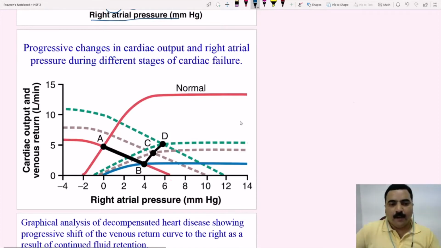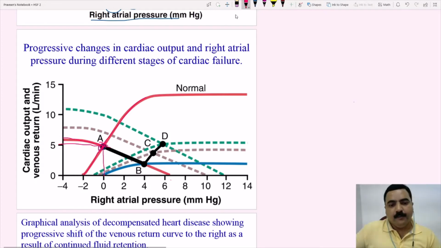Okay, so at point A, this is your normal. In the normal you have 0 and 5. You can see both the venous return curve and the cardiac output curve. Both of them are meeting at one point. That means the venous return and cardiac output are equal to each other at that point.